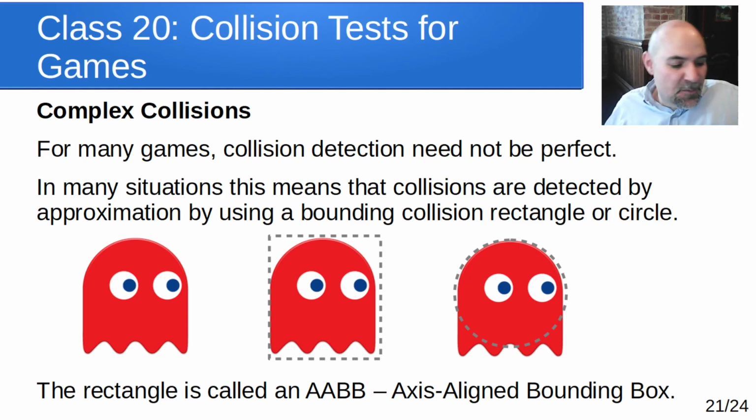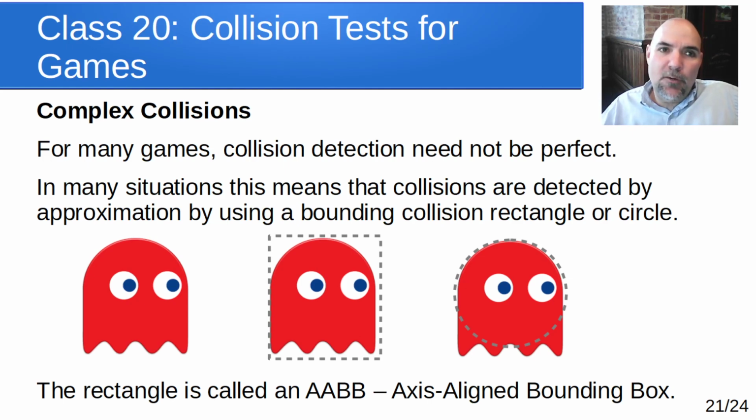And the reason is a lot of times they'll come up with a collision test that has an approximating collision area. That could be a bounding collision rectangle, like you see around this Pac-Man ghost here, or it might be a bounding collision circle, like we have here. And that rectangle that bounds some geometry is called an AABB, or an axis-aligned bounding box. And you'll see that used a lot in games. The reason for that is if you think back to our rectangle-rectangle collision, it's super fast. You can do that really, really fast.